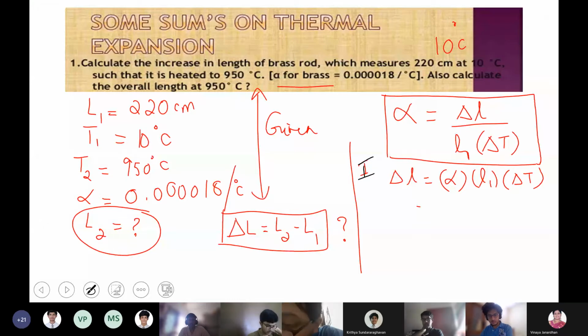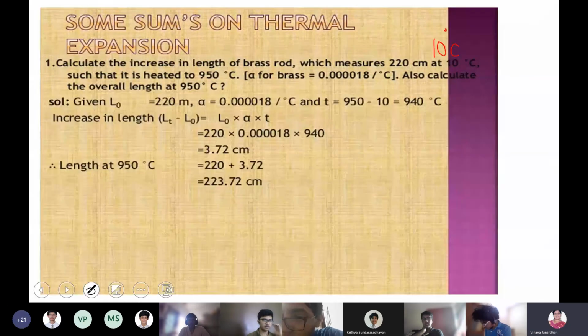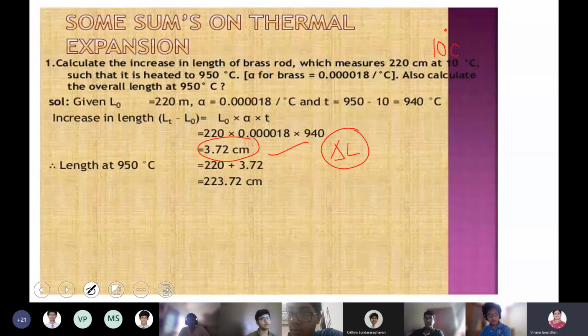Ma'am, is it 3.7224? I'll go for the next slide. Even I got the same. Is that correct? Is that delta L? Are you getting it in centimeters? Yes, ma'am. Okay, this is delta L. Then the final length.